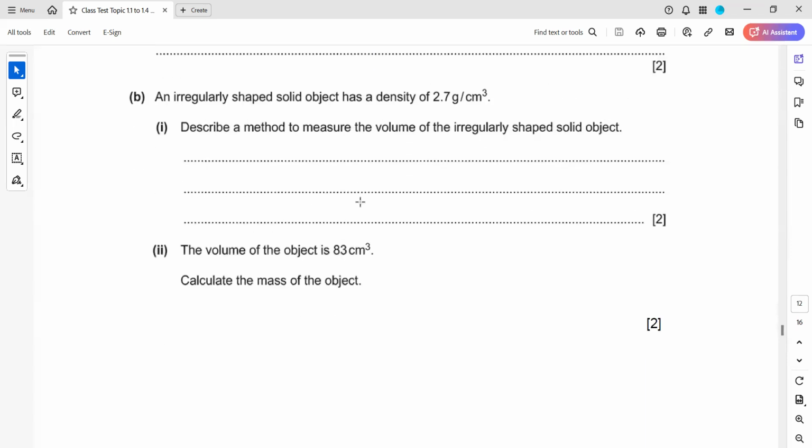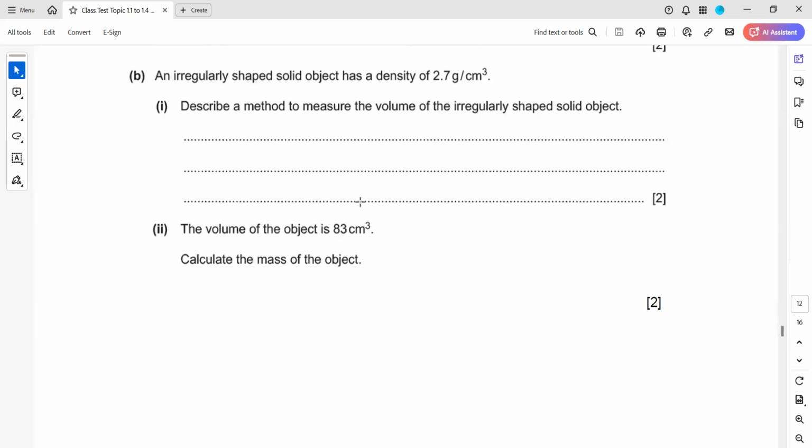An irregular shaped solid has a density of 2.7. Describe a method to measure the volume of the irregular object. This is an irregular object. So what we'll do, we'll take a measuring cylinder, fill it with a liquid, then we'll add the irregular object and record the final volume. And we just take the difference of the two volumes, V2 minus V1, that will give us the volume of the object.